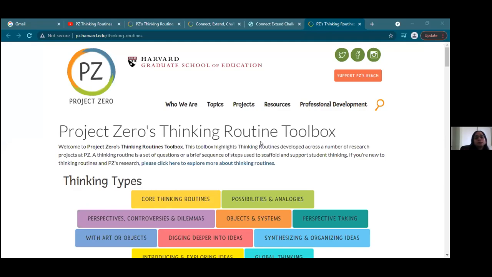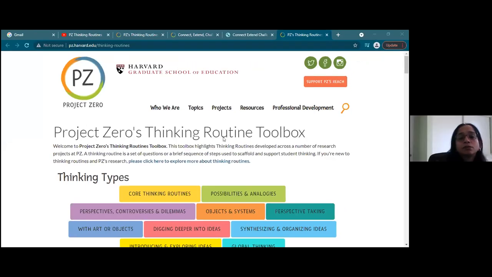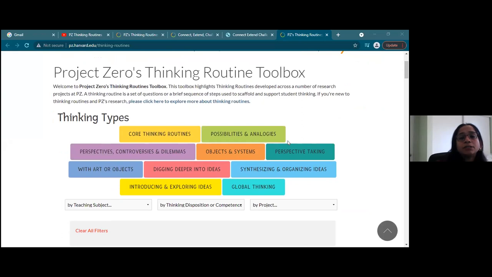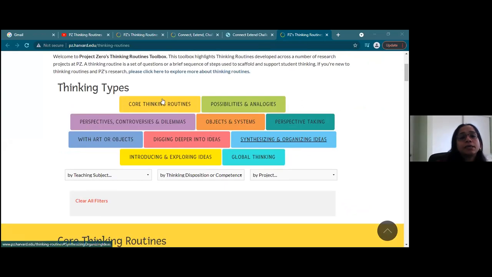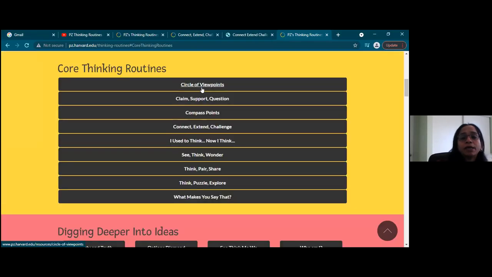So here you can see the Project Zero's thinking routine toolbox. There are so many different thinking types over here. You have the core thinking routines, you have perspectives, controversies, dilemmas, perspective taking, and more. Supposing you click on core thinking routines, there are so many over here.